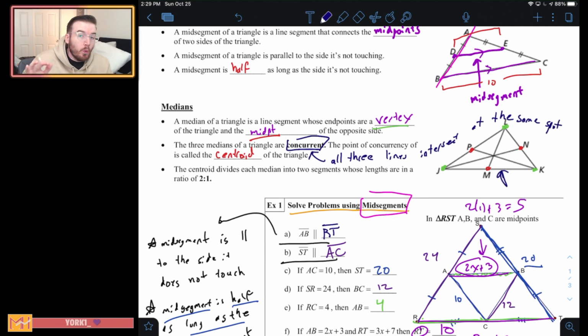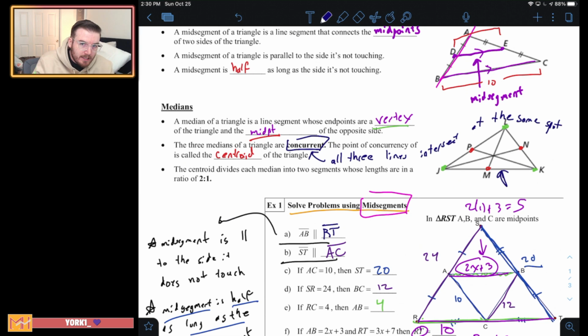So no matter what triangle you draw, you could do this at home if you wanted to, right? Draw yourself a random triangle, get a straight edge, and go from vertex to the midpoint, vertex to the midpoint, vertex. Doesn't matter what triangle you draw, they will always intersect one another at the same spot. That point is called the centroid.